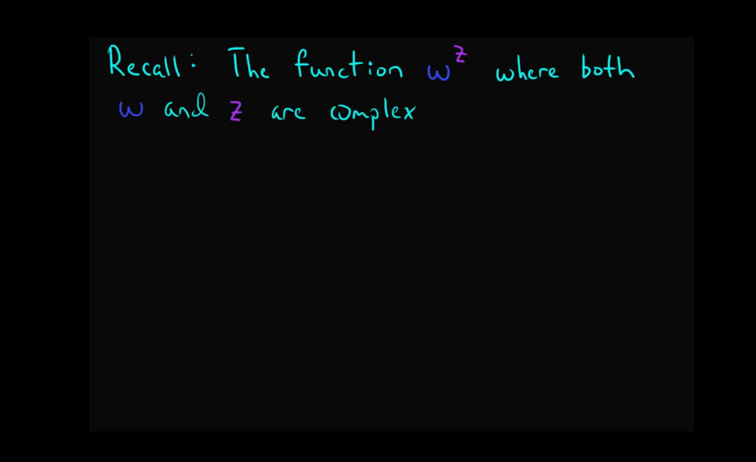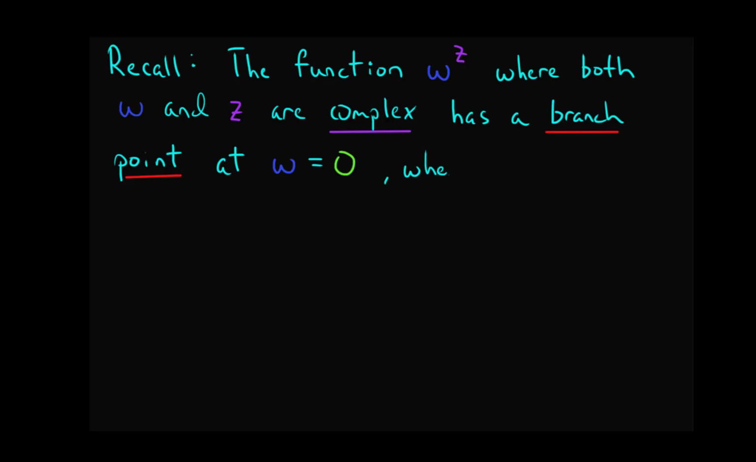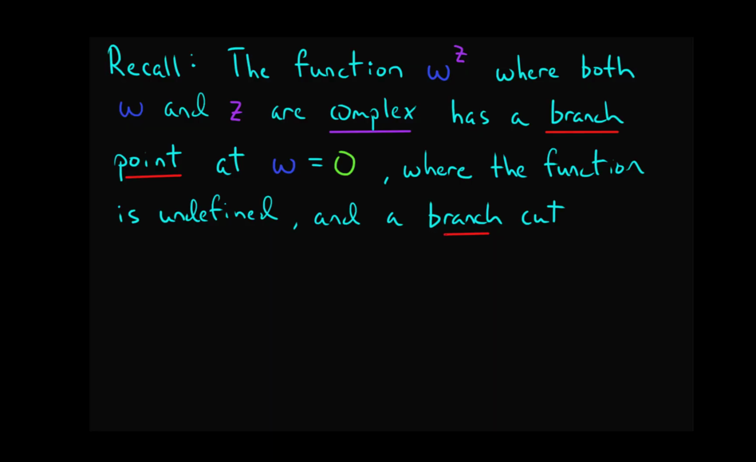Well, it turns out that the contour of integration that we choose is to some extent influenced by the nature of the function that we're trying to integrate. And here's what I mean. I'll ask you to recall that the function w to the z, where both w and z are complex numbers, has a branch point at w equals 0, where the function is actually undefined. And furthermore, the function has a branch cut originating from the point w equals 0.